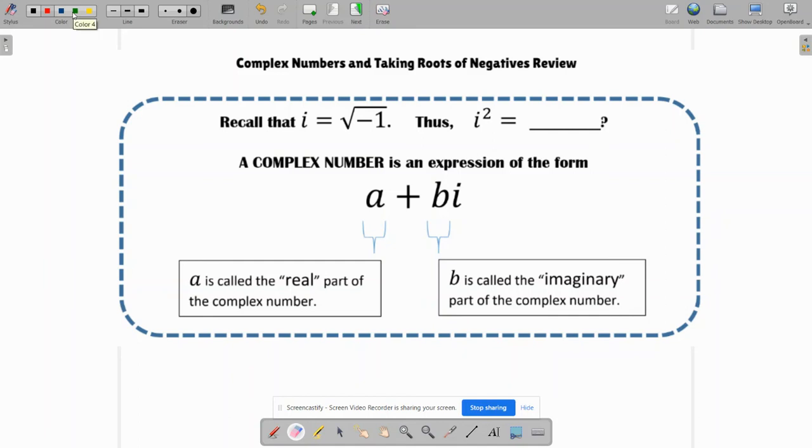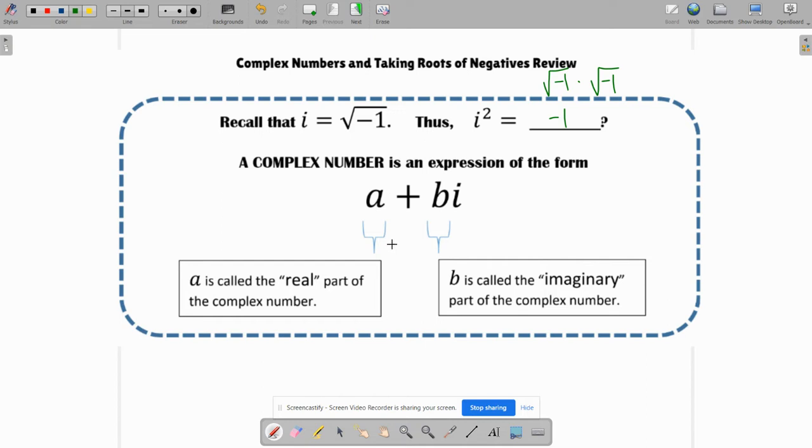Let's talk about complex numbers. Recall that i is equal to the square root of -1. Typically, we say we can't square root a negative, but if we are in imaginary number world, we are allowed to. So if we take the square root of -1, we're going to get i. Thus, i squared is going to be the square root of -1 times the square root of -1. You're going to get -1.